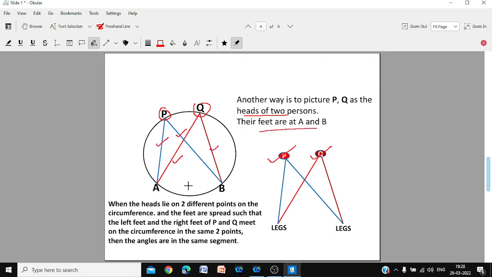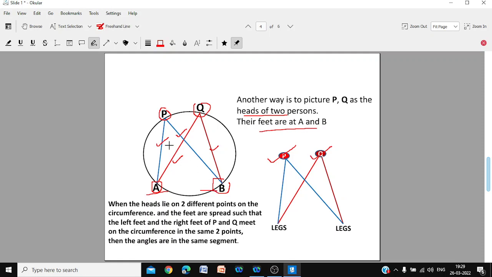So their feet are touching at A and B. See that both the left leg and the right leg of P and Q are touching the same point. From P, we have got two legs, green in color, and from Q, we have two legs, red in color, and the feet are at the same point.